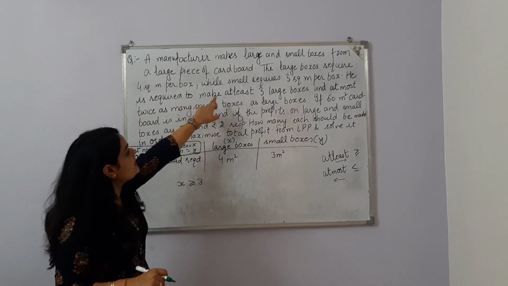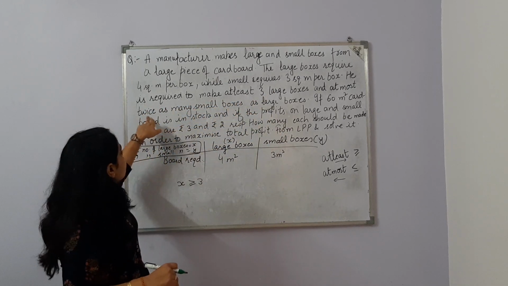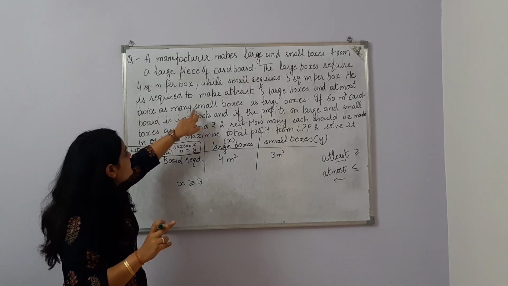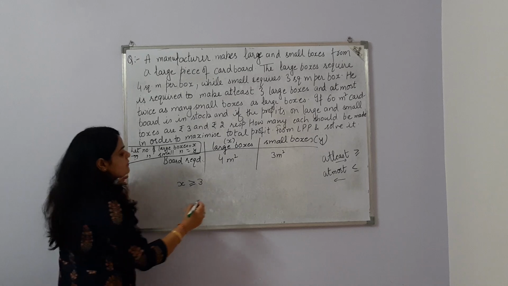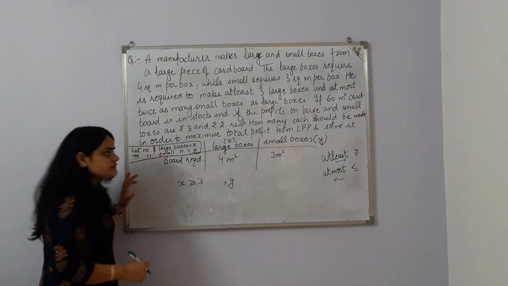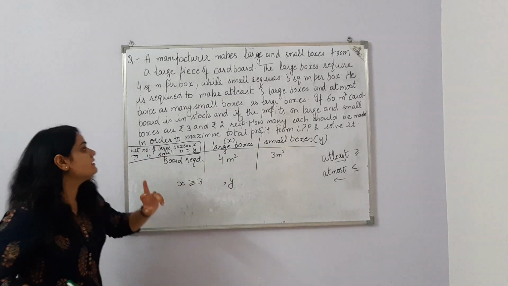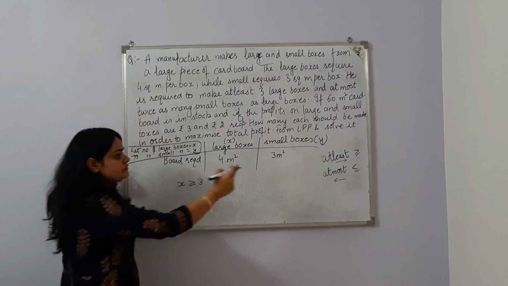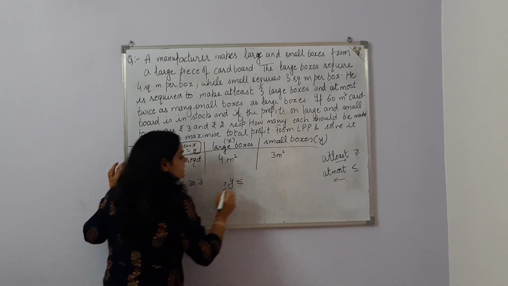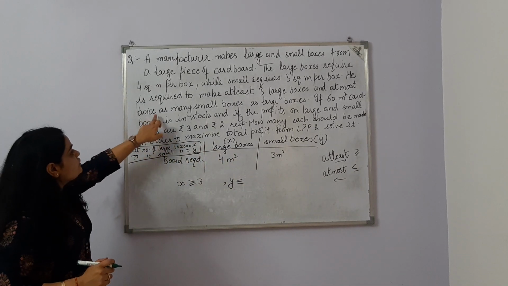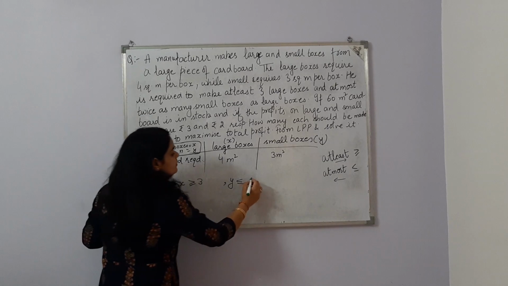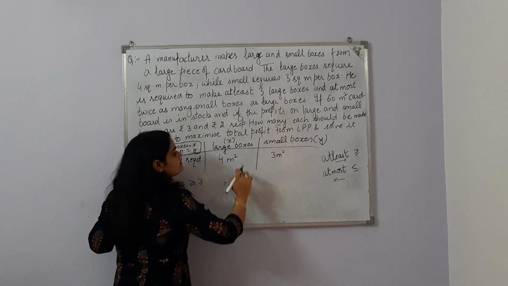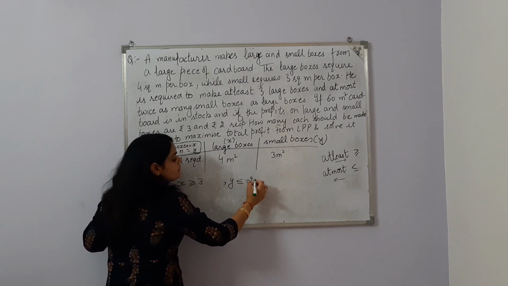He is required to make at least 3 large boxes and at most twice as many small boxes as large boxes. So small boxes are y. At most is saying less than or equals to twice as many small boxes. And how many small boxes? As many small boxes as large boxes. So twice of large boxes.